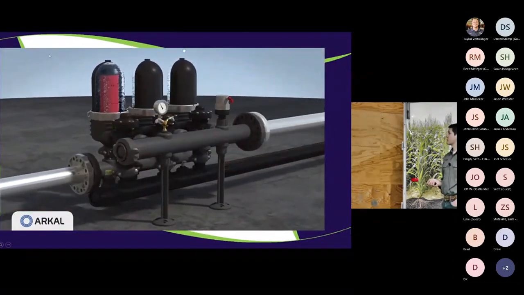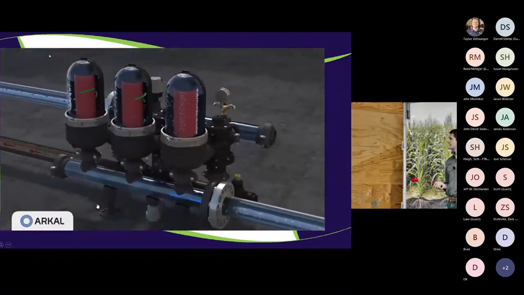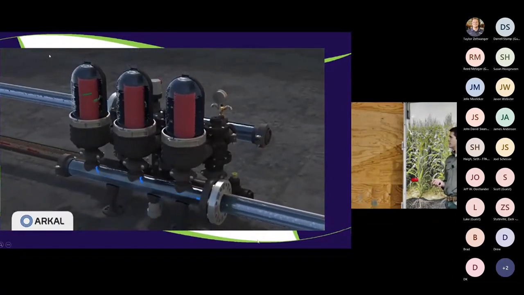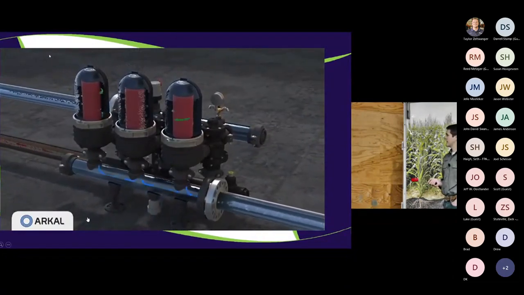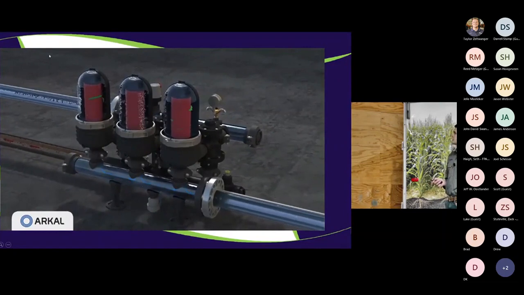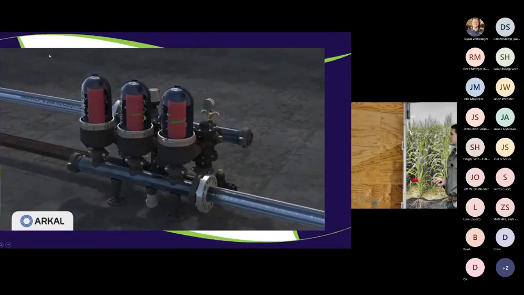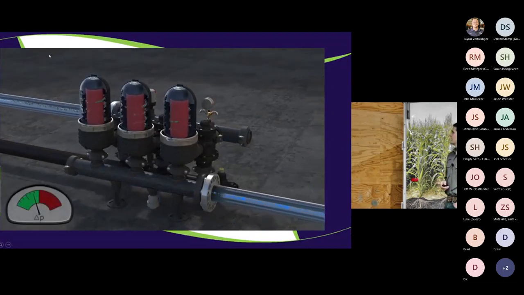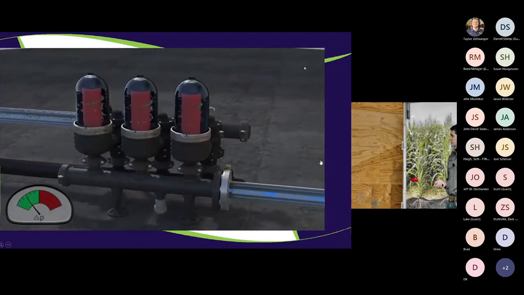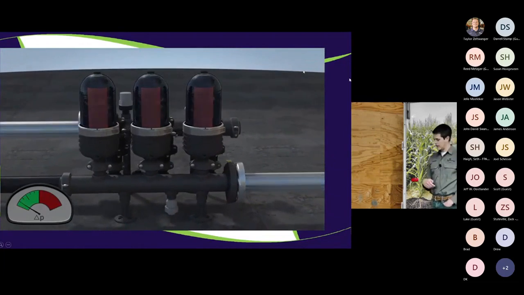So one advantage, or several advantages, of these disc filters is it's a smaller footprint, so it's not taking up as big of an area, and also not as much water is needed for the backflush. But you can see it's cycled through all three of those, and then pressure's back to the operating pressure.